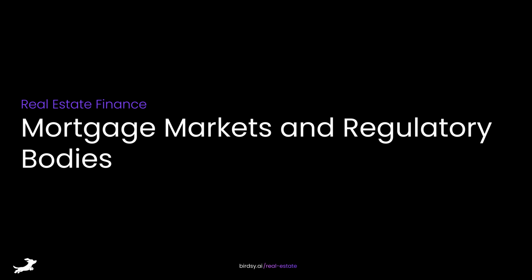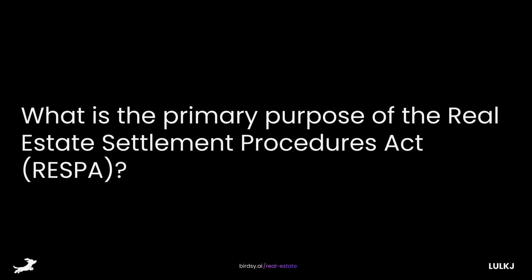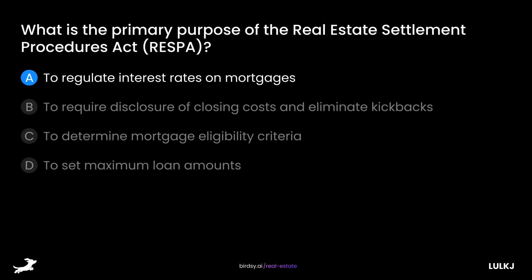Mortgage markets and regulatory bodies. What is the primary purpose of the Real Estate Settlement Procedures Act? Is it A, to regulate interest rates on mortgages? B, to require disclosure of closing costs and eliminate kickbacks? C, to determine mortgage eligibility criteria? Or D, to set maximum loan amounts? The answer is B, to require disclosure of closing costs and eliminate kickbacks.